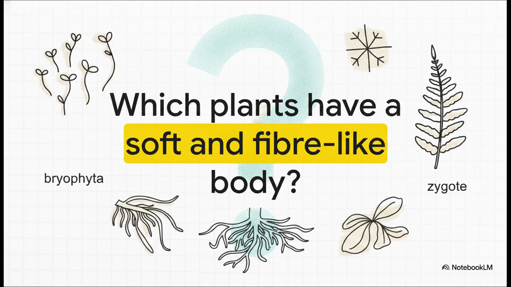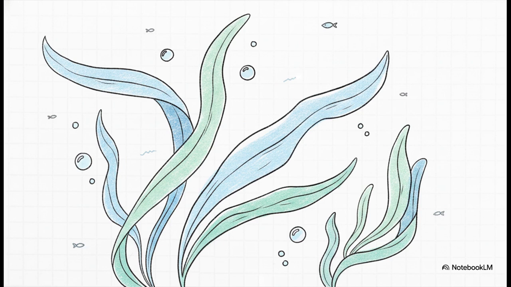Out of those options, which one accurately describes a soft, fiber-like physical structure? It's Thallophyta. We already know this one, right? This perfectly describes the physical makeup of those water-dwelling plants, like algae, that we literally just decoded in the matching section. They don't have hard, woody stems. They're super soft and fiber-like.